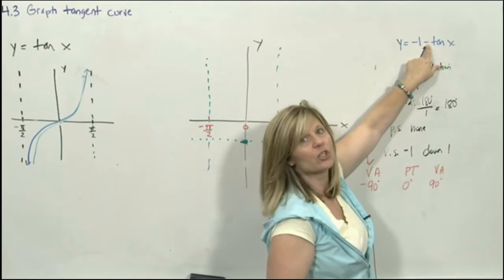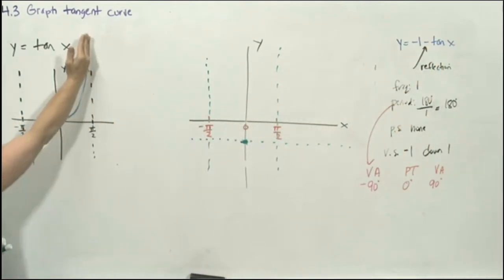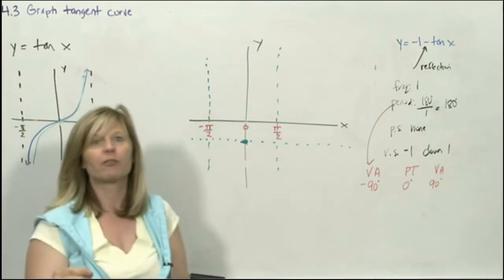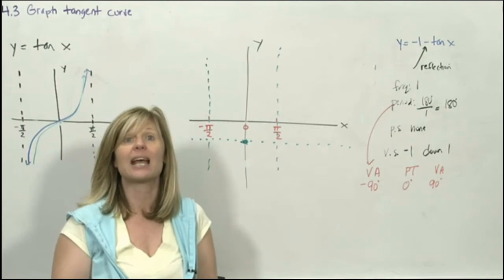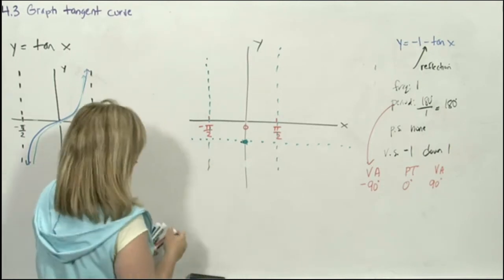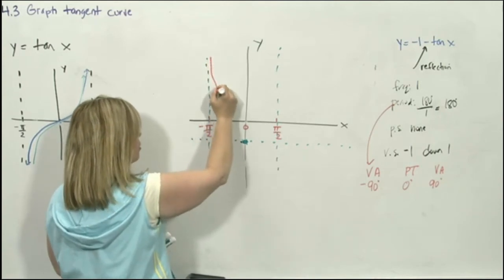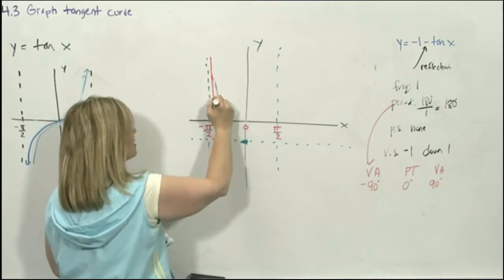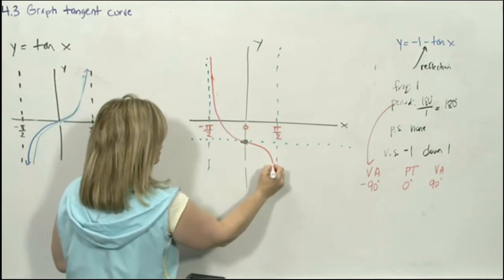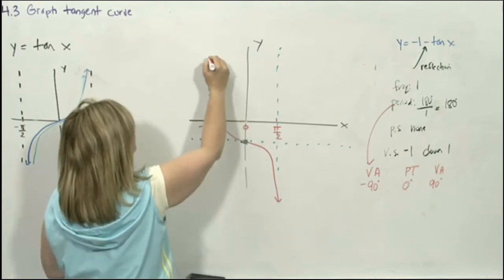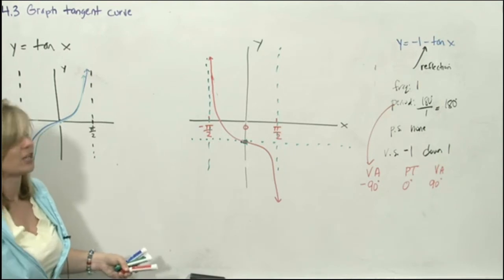Now, the only other thing we got to take into account is this negative, which is a reflection. Normally a tangent curve goes from left to right and increases. Well, a reflection means it's going to go in the opposite direction. So instead of being increasing, it's going to be decreasing. So if you start at the left, you're going to go down. So watch, I'm following my asymptote. I'm following my asymptote. I'm going to go down to this point, and then I'm going to curve and keep going down. And that would be the picture of y equals -1 minus tangent x.